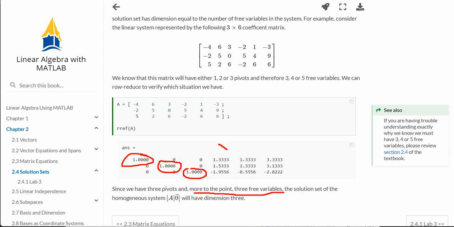And for each one of these free variables, right, x sub 4 and x sub 5 and x sub 6, for each one of those, we have a vector that's multiplied by that real number, by that scalar. So since we have 3 free variables, the solution set of the homogeneous system will be of dimension 3. We'll have one dimension for each of those vectors. And then any linear combination of those 3 vectors will be a solution.